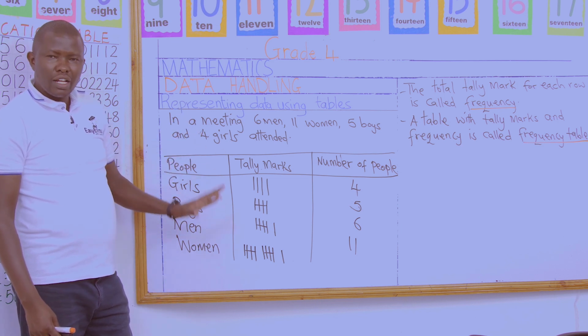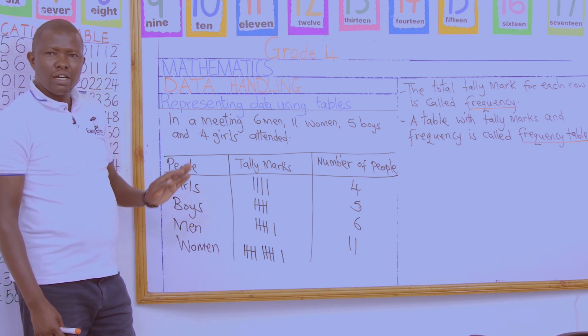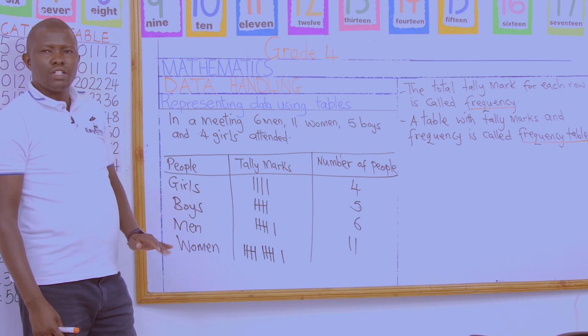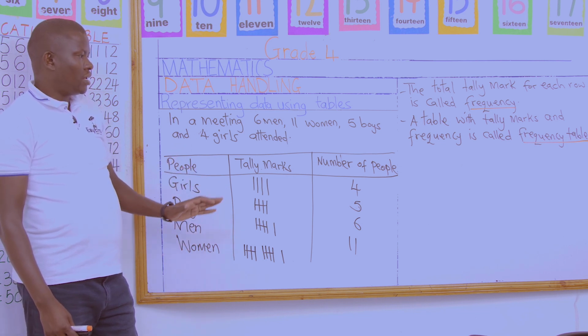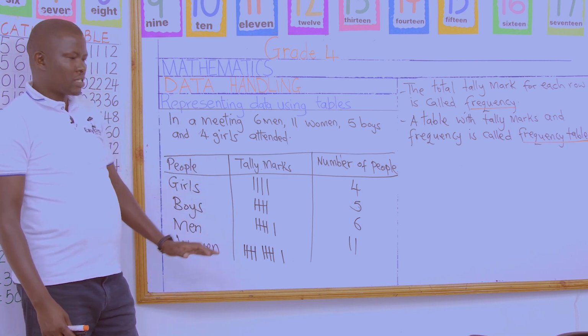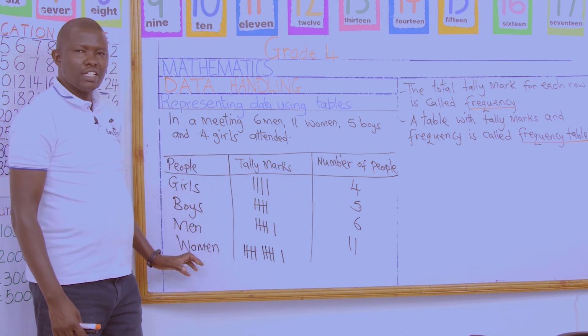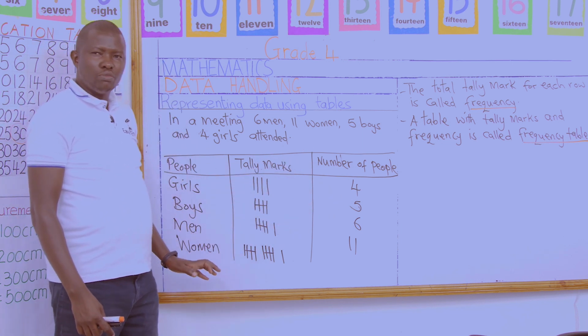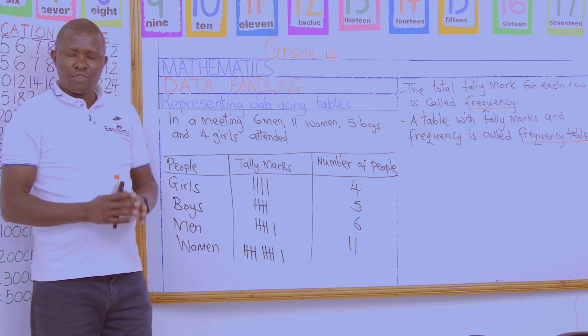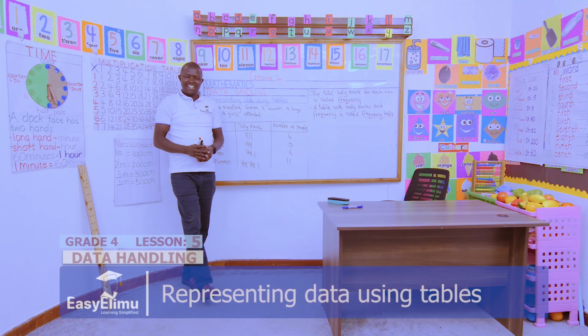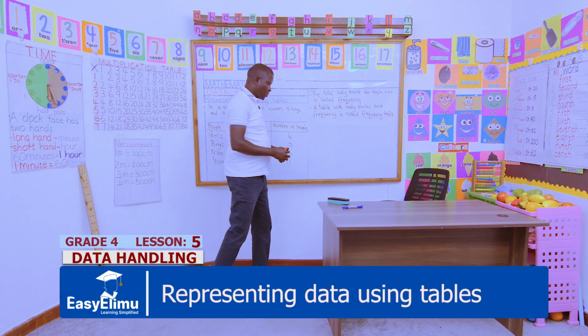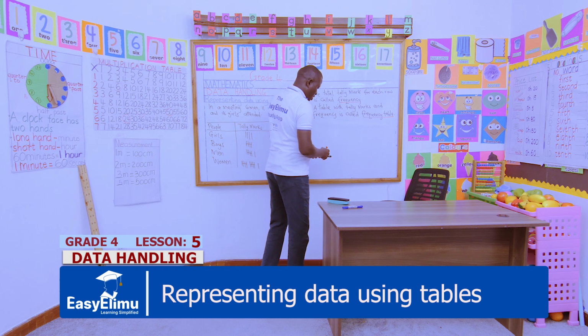First, collect it, record it, organize it in an ascending order. Then you can use tally marks and now you have the frequency. And when you have the tally marks and the frequency together in the same table, we call that a frequency table.